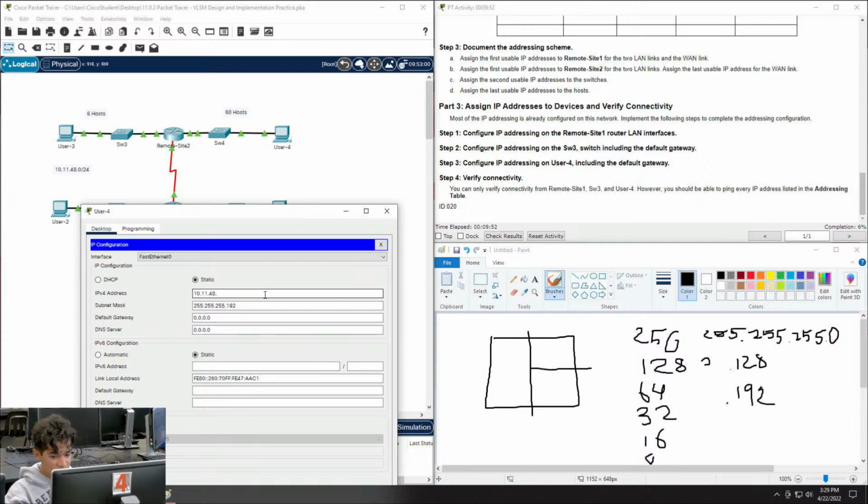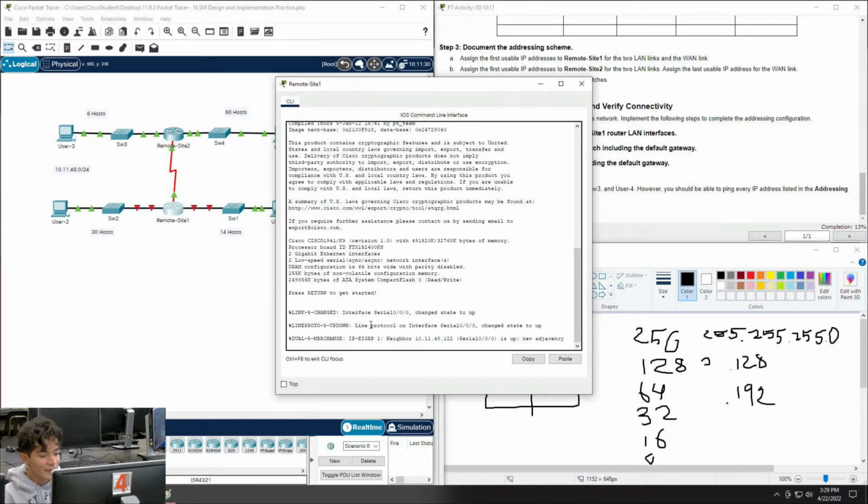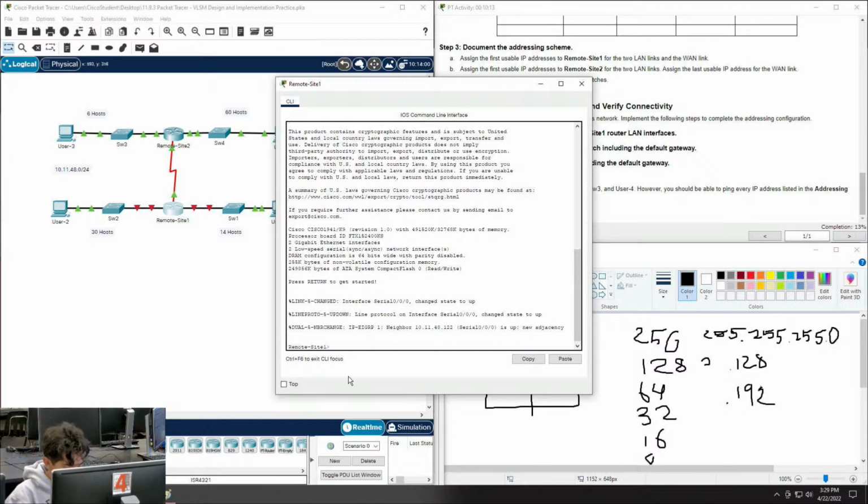So what's 64 minus 2? That'd be 62. All right, so we have user 4 out of the way. We can move down to 30 hosts down here. Might be the switch host. Okay, no, we have to mess with the router. It can be a little gross, but not too bad.